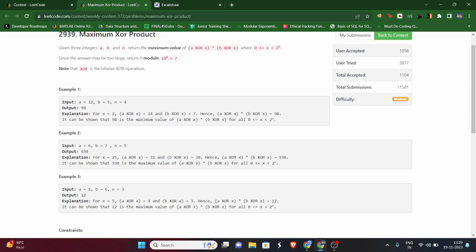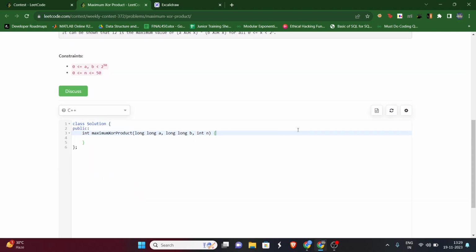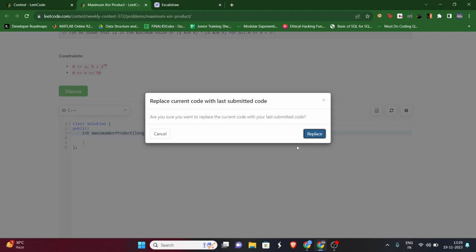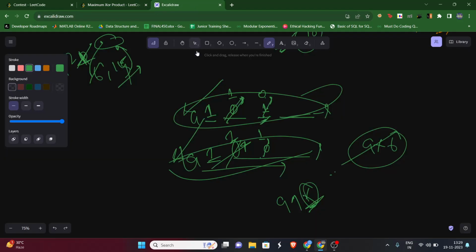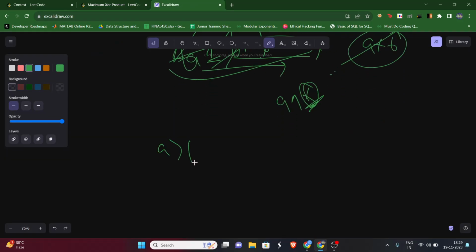Okay, now the solution is quite easy. So see what we are doing. We are just running a loop from n minus 1 to 0. Why? Because we know that this will be n bits. First of all, we are switching so that b is always the minimum value. If a is greater than b, then it's okay. But if b is greater than a, then we swap a and b such that a is always greater than b.